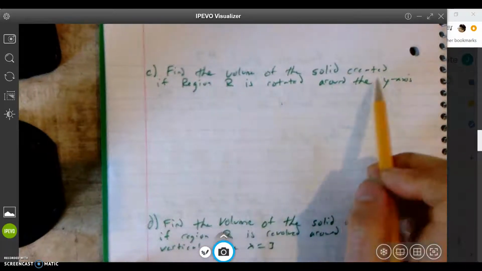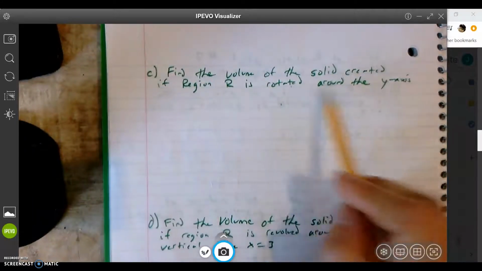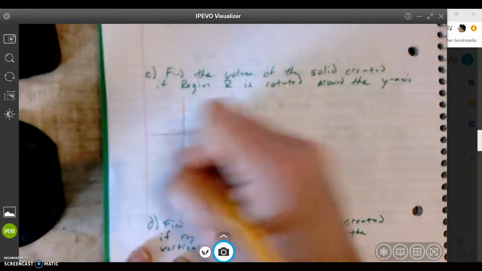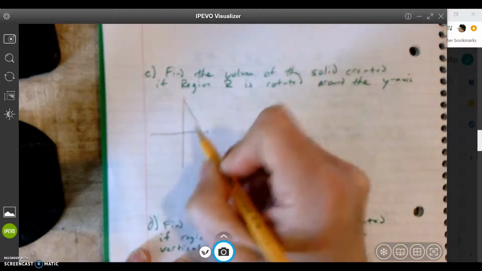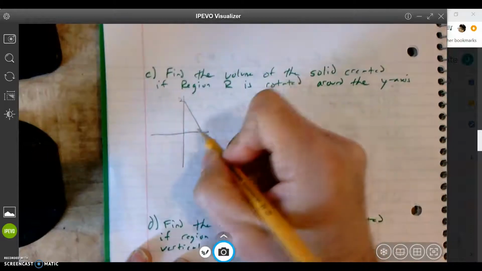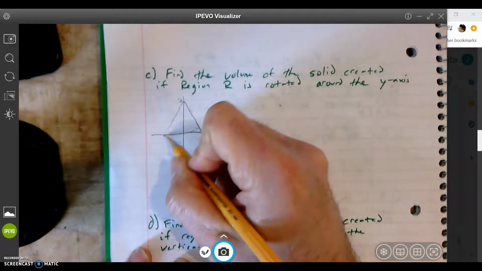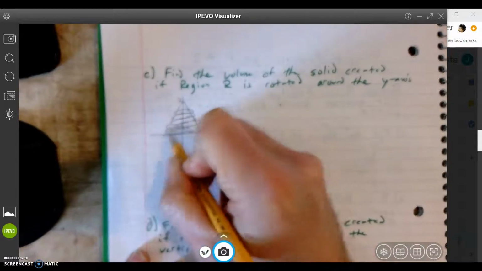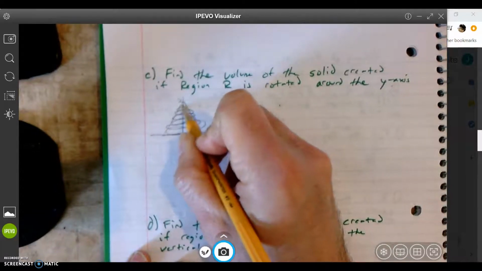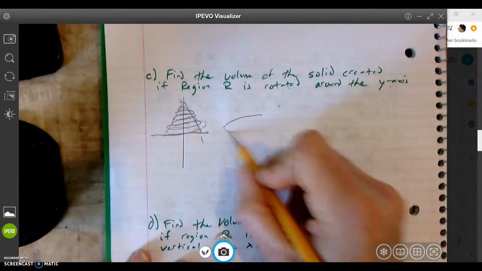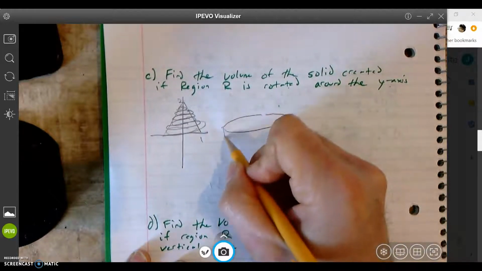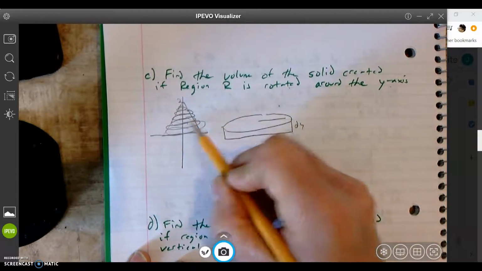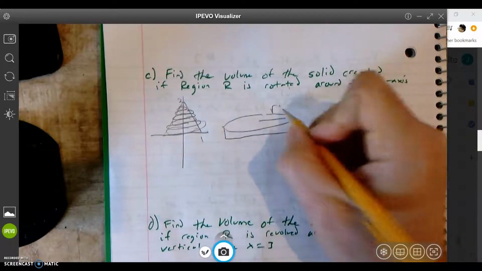Find the volume of the solid created if region R is rotated around the y-axis. Okay, it's the same thing. So picture, picture, picture. So here's what we had before. This is 2. This is 1, and we're revolving this around the y-axis. Like this. So we get a little cone shape. So that would mean that we can draw a little slicey slice. So this is dy. And there's no hole in this one, since this is going to be a solid disc shape. So we need one radius.